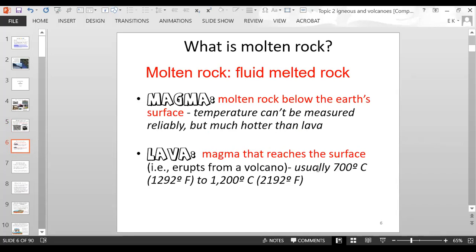And then we just have some examples of the temperatures that lava could form at. And magma is hotter than lava because it's beneath the surface. It's more insulated by the interior of the Earth.